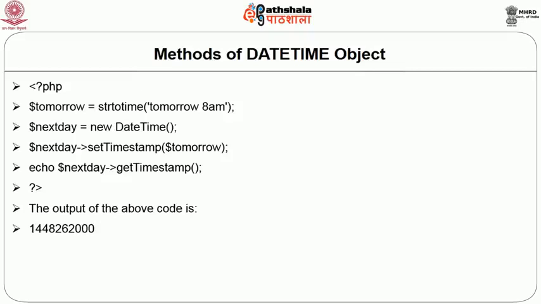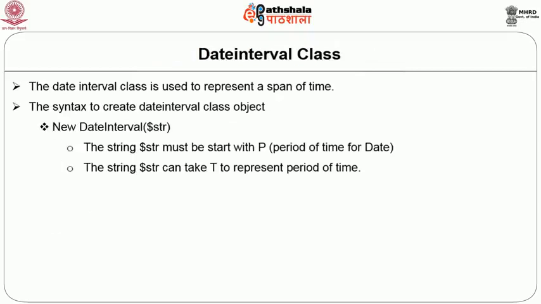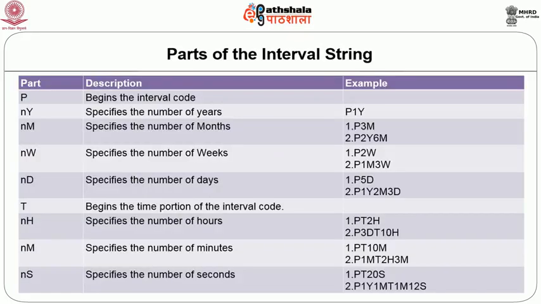Now the next point is the DateInterval class. This is used to represent a span of time, and the syntax is new DateInterval, and you can provide a string. The string must start with P for period of time, and it can take T to represent a period of time. These are some of the examples that I have shown here.